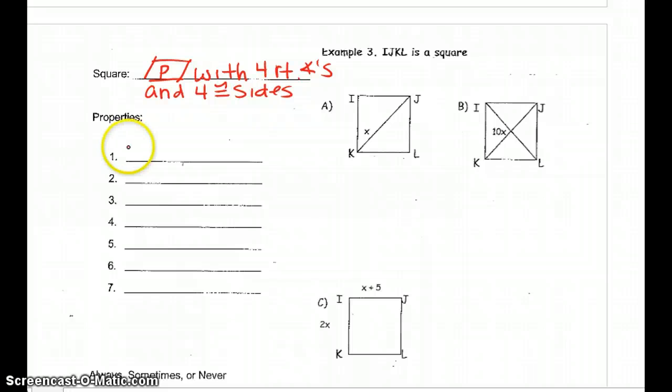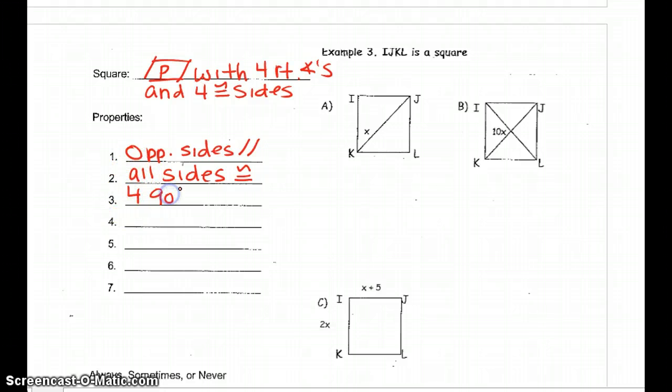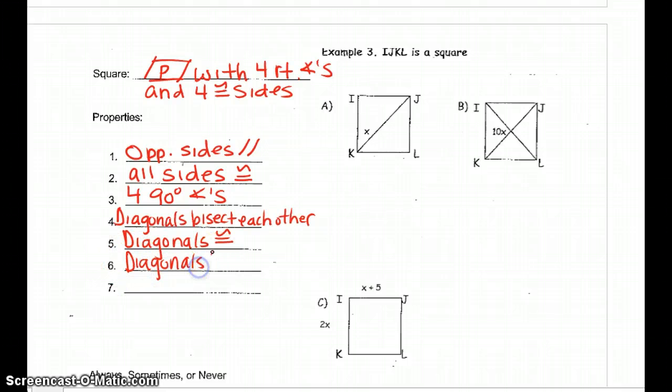So our properties: 1, opposite sides parallel; 2, all sides congruent; 3, 4 90-degree angles; 4, diagonals bisect each other; 5, diagonals are congruent; 6, diagonals bisect angles; and 7, diagonals are perpendicular. Again, pause the video and try these 3 examples using those properties.